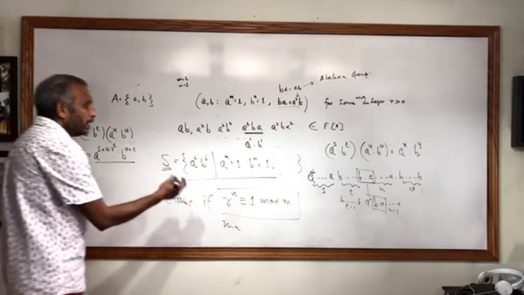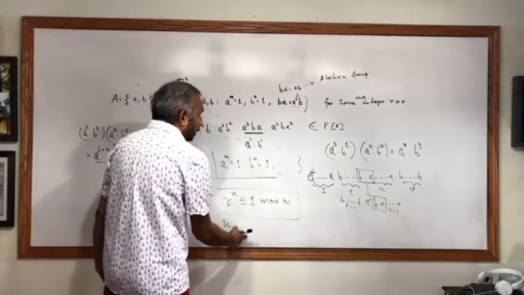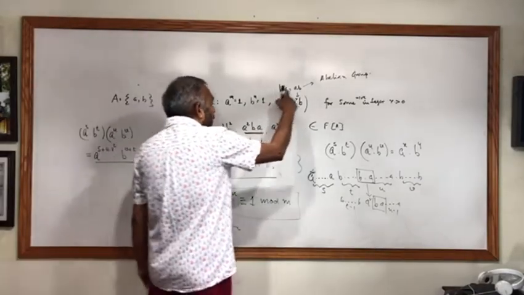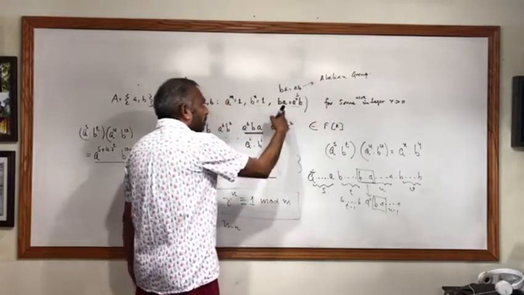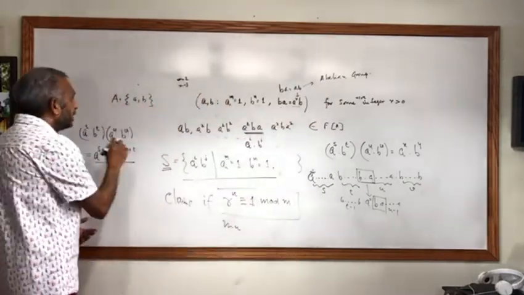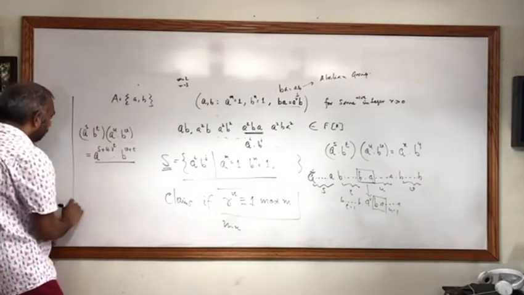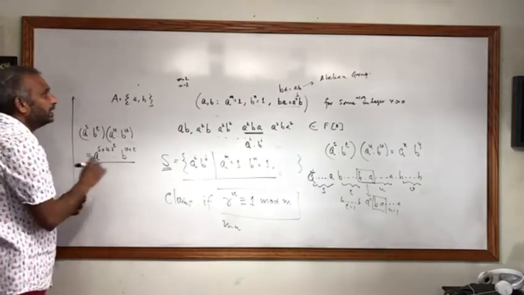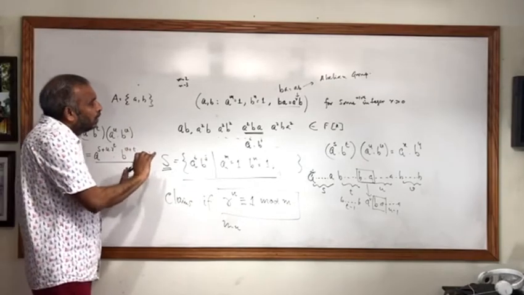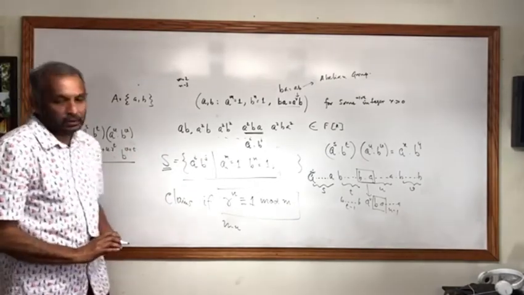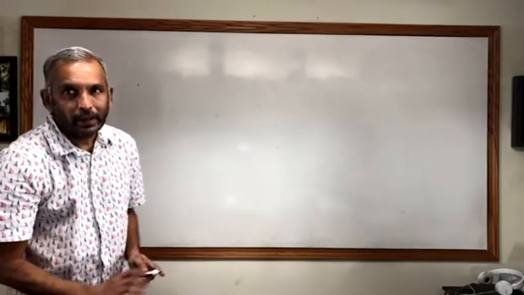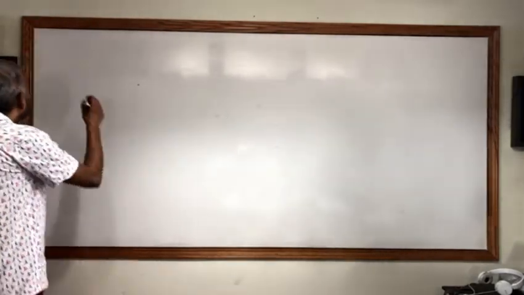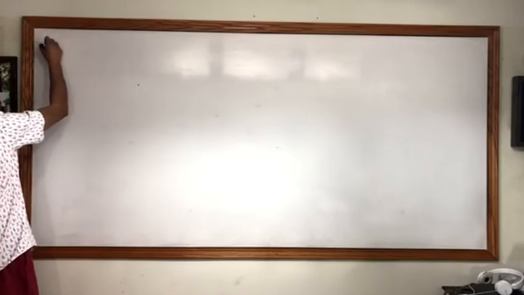And that could be abelian or non-abelian. If BA is equal to AB, then it is abelian, otherwise it will be a non-abelian group. And that is a result we are going to prove first. Then using that result, we will do a couple of problems. Now let us state the theorem, actually the result.